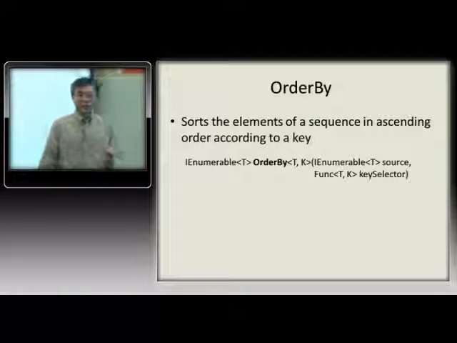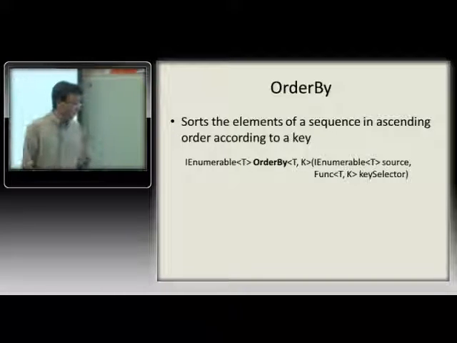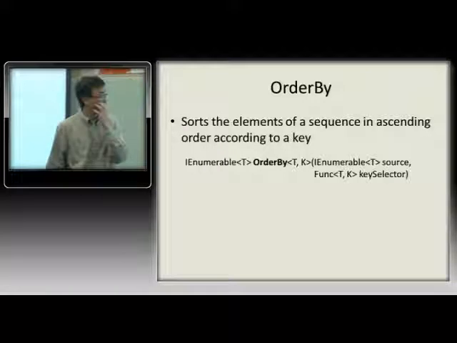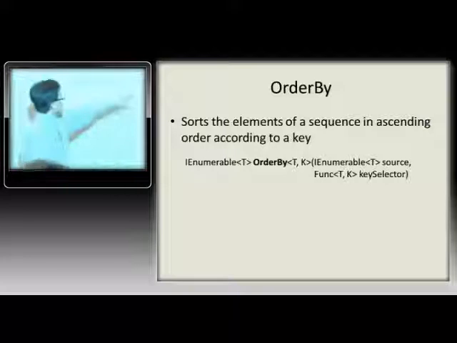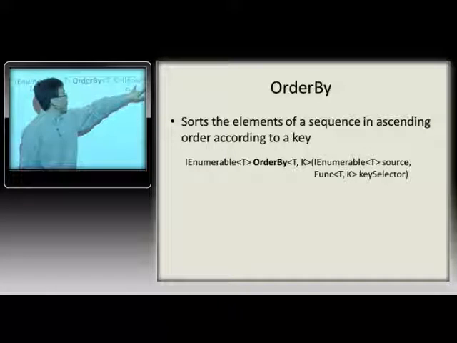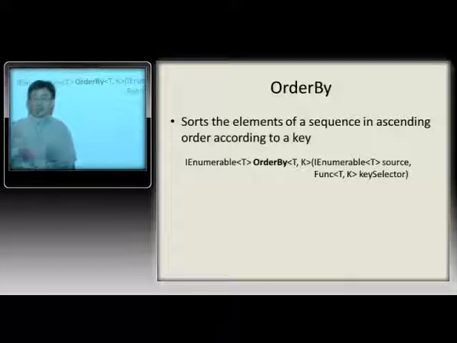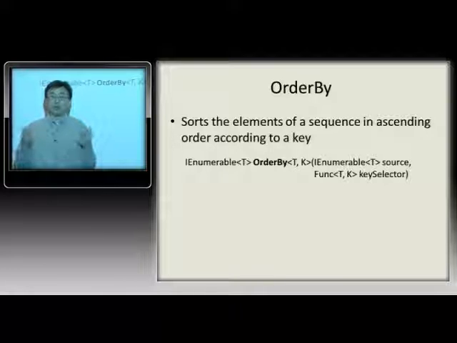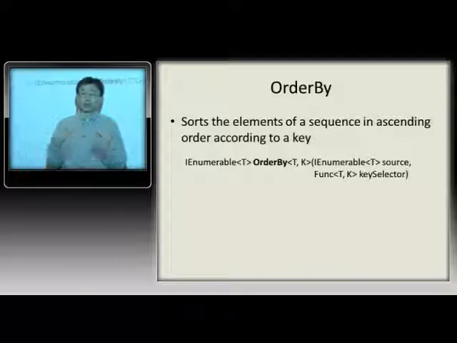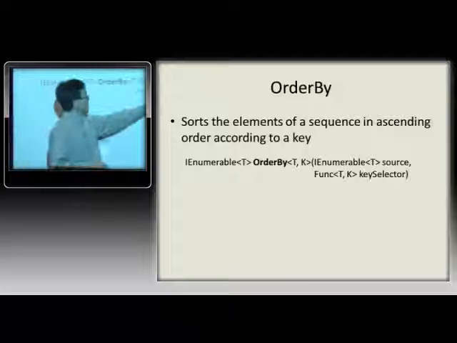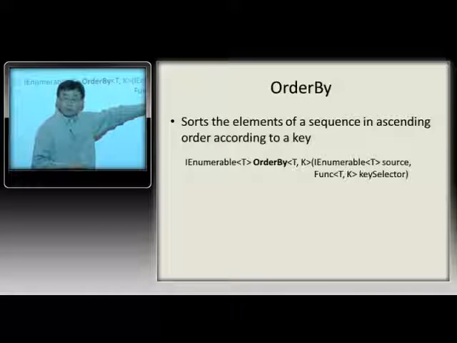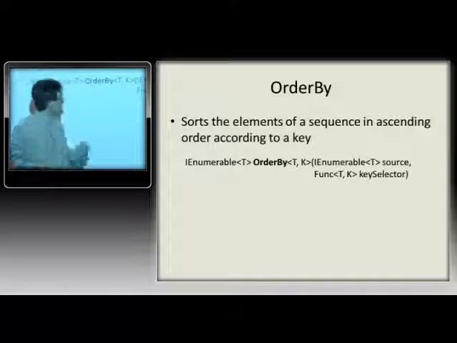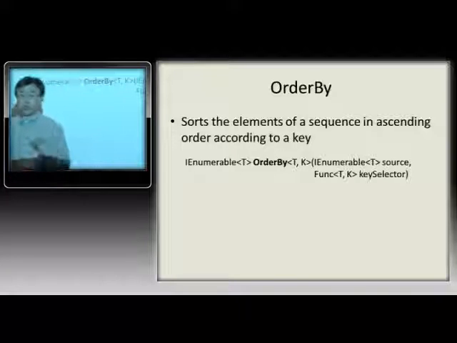So the next one is actually easy. That's OrderBy. OrderBy basically sorts the elements of a sequence in ascending order according to a key. It takes two arguments. The first argument is a collection. For all these operators, the first argument is always the input collection, the collection we're going to do some kind of operation on. The second argument is a function that, for each record, computes the key, and the key is used to do the sorting.